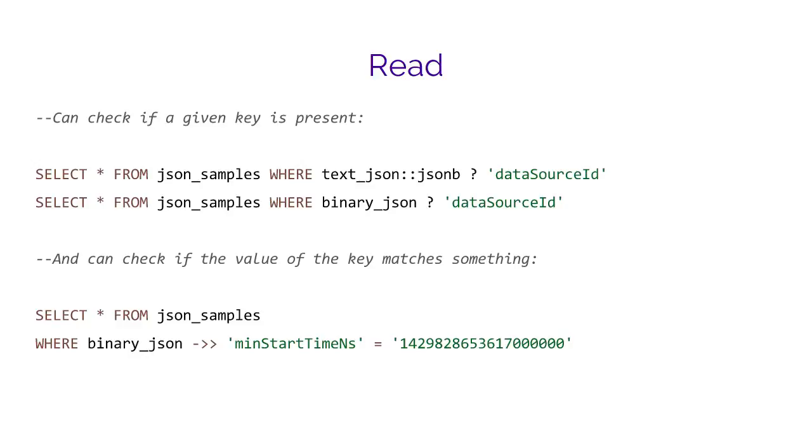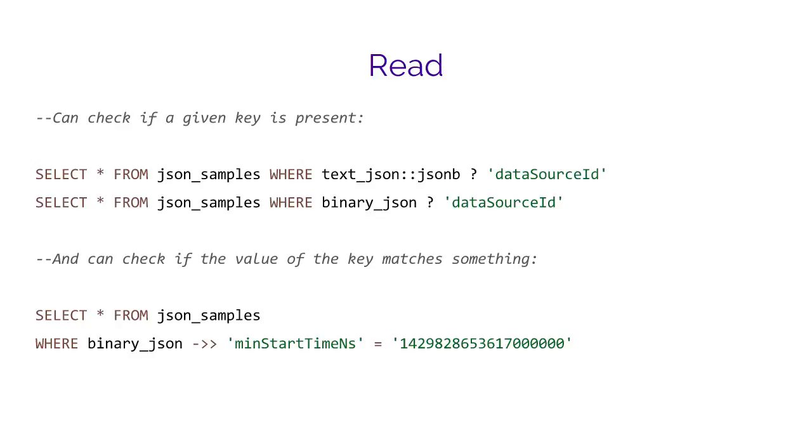Similarly, here I'm going to start getting into the difference between text JSON and JSONB. Here we have that little question mark operator that lets me check, is this key present in the document? And that operator doesn't work with the text JSON field. So I do need to add a typecast to JSONB in order to use that operator. But if I am querying from the binary JSON column, I don't need to worry about any typecasts. That operator will already work with JSONB.